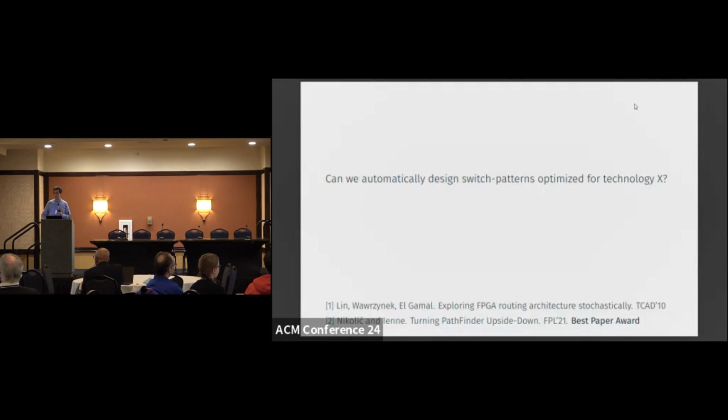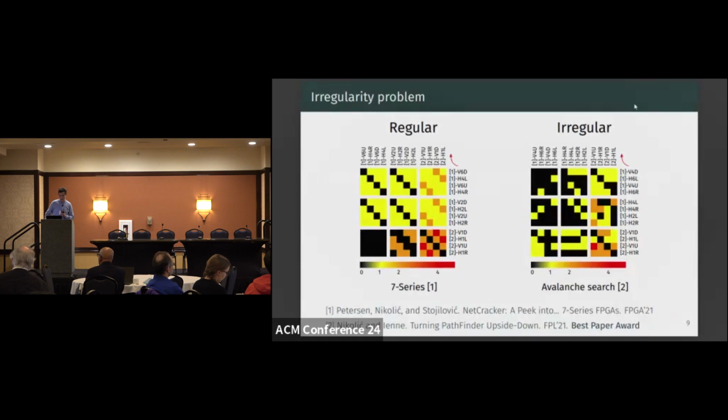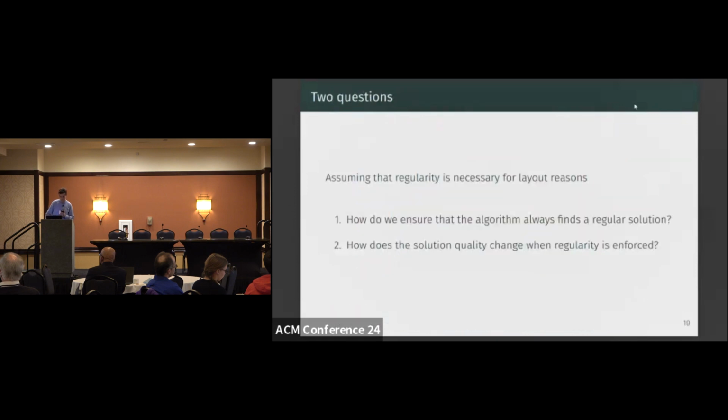So ideally, we would want to be able to automatically design switch blocks for a given technology that would be optimized for it. And this is actually not a new idea, so it has been done before. But one of the main problems of the methods that were developed for tackling this problem is that they produce switch patterns that are quite irregular compared to their commercial counterparts. This is some approximate adjacency where we can see this.